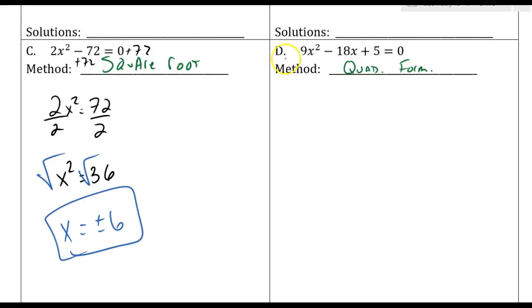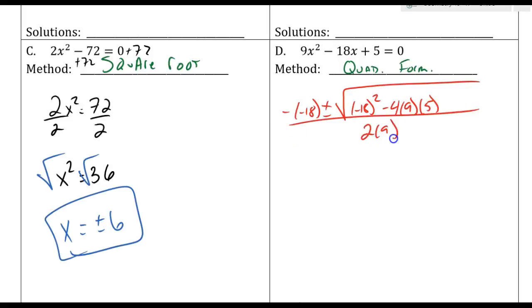And finally, letter D, we are going to do quadratic formula. So negative of negative 18 plus or minus the square root of negative 18 squared minus 4 times A, which is 9, times C, which is 5, all divided by 2 times 9. Simplify, get 18 plus or minus the square root of 144 all over 18. Now 144 should ring a bell because that's going to be a perfect square. And because it's a perfect square, the radical drops away, and you're just left with 18 plus or minus 12 all over 18.